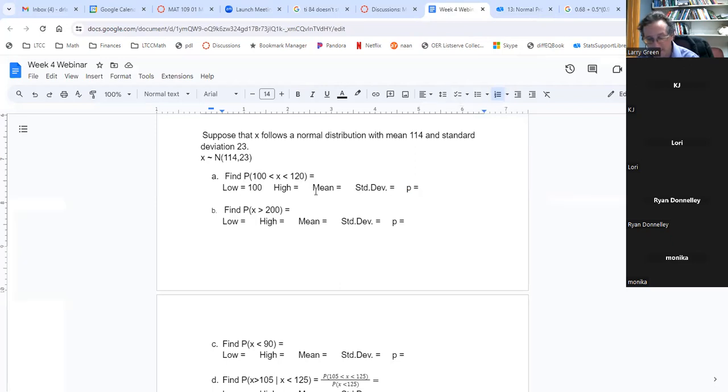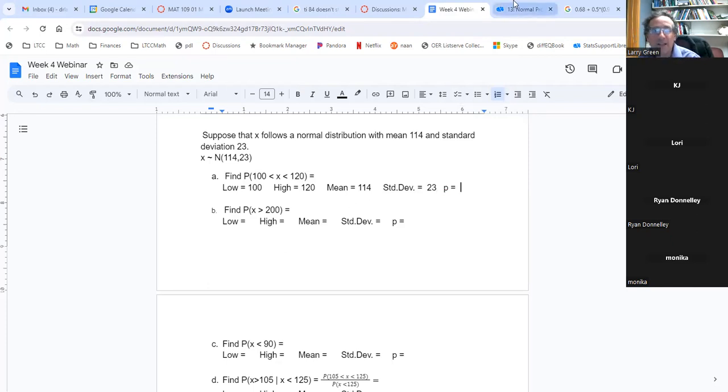Yeah, the high is 120. What's the mean? 114. What's the standard deviation? 23. How about P? Yeah, we don't know. That's the question. So we leave that blank. You need to leave one of them blank, exactly one of them blank.